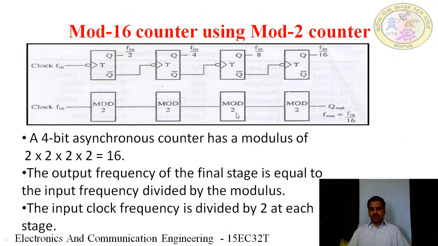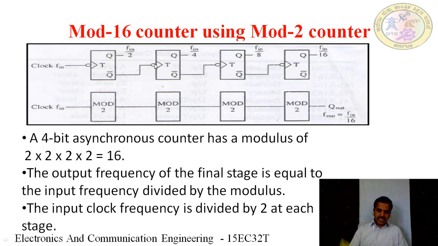Here, for the mod 16 counter, we have to study one mod 16 counter using mod 2 counters. Each stage is a mod 2 counter. A mod 2 counter means it is only one flip-flop, it counts 0 and 1. The mod 2 counters are cascaded here. The output of the first flip-flop is connected to the clock input of the next flip-flop. Output of the second is connected to the clock of the third. Output of the third is connected to the clock of the fourth one. In this fashion you go on connecting.